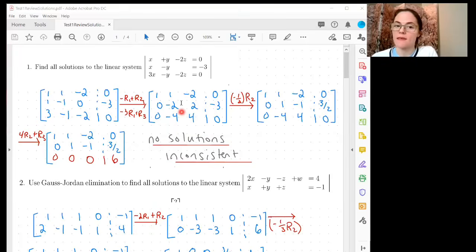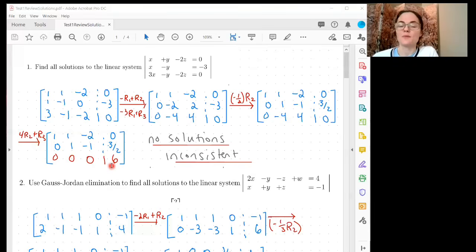I'd like to make this minus 2 a 1. This will be my second leading 1. So I just multiply row 2 by -1/2. And then finally, the goal would be to get a 0 here and then work back up to get into reduced row echelon form. However, when I go to get a 0, I take 4 row 2, add it to row 3. What happens? I get this row of zeros followed by a 6 in the vector part.